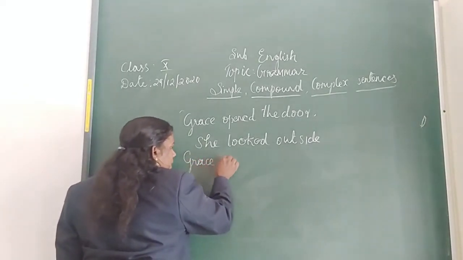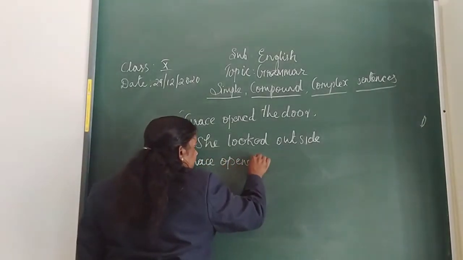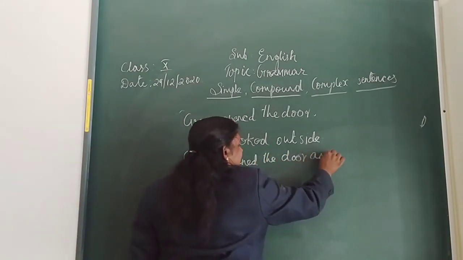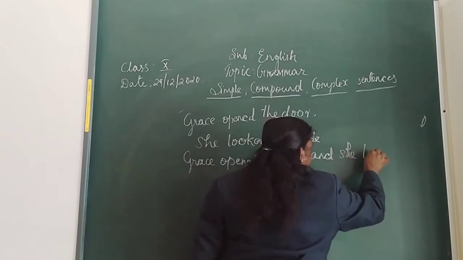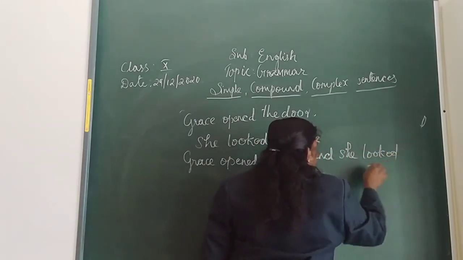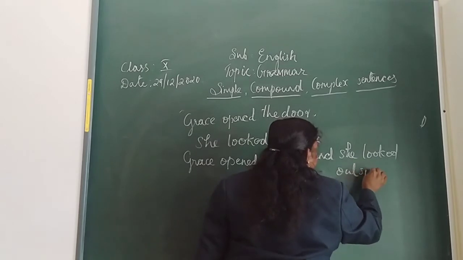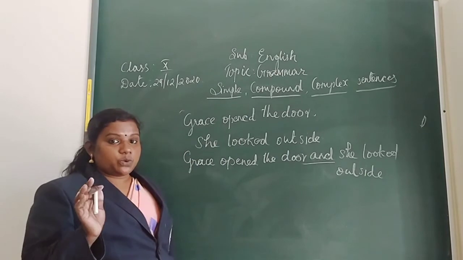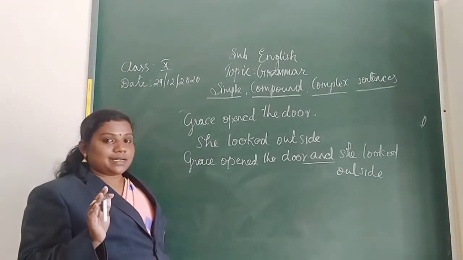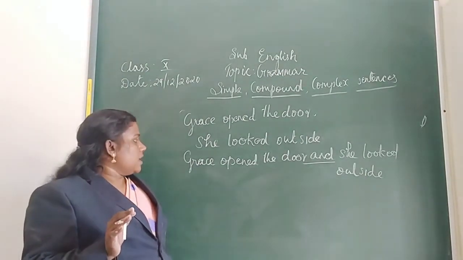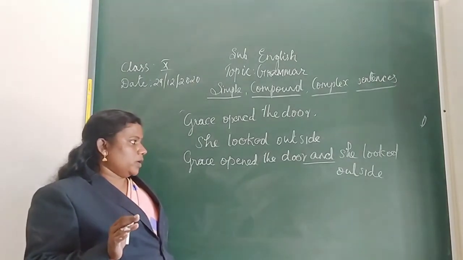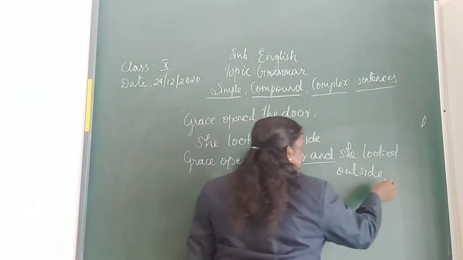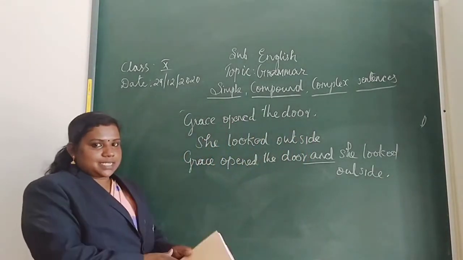How can we write? Grace opened the door, and she looked outside. She looked outside, okay? So here, these two sentences, these two clauses are connected by the conjunction and. Grace opened the door and she looked outside. Okay. So this is the sentence.